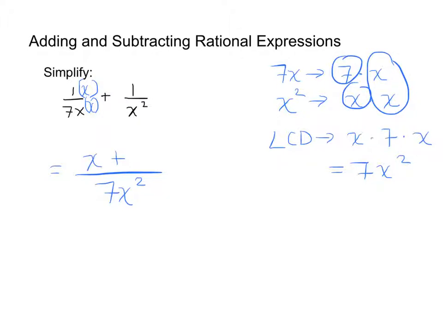And then what do I have to multiply the x squared by to change it into a 7x squared? 7. So multiply by 7 up here and down here. And I end up with 1 times 7 is 7. So I end up with x plus 7 over 7x squared. And that one's actually done, because there's nothing I can do to simplify x plus 7.